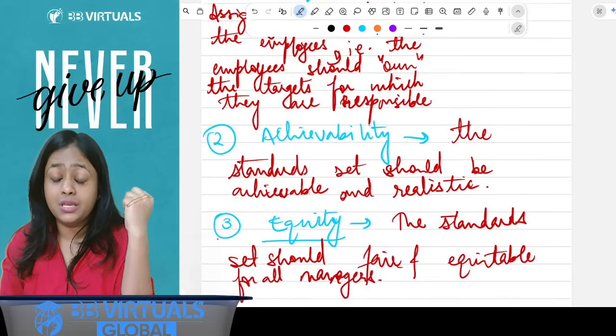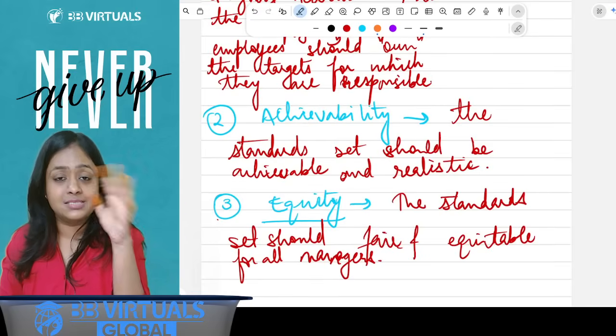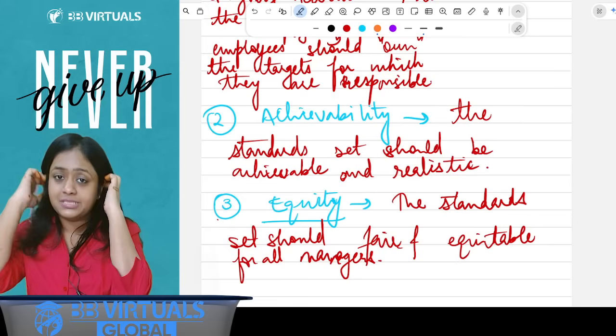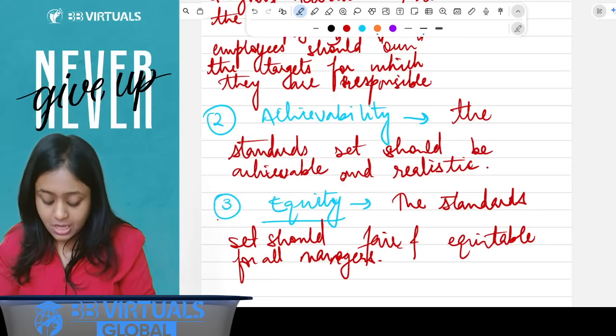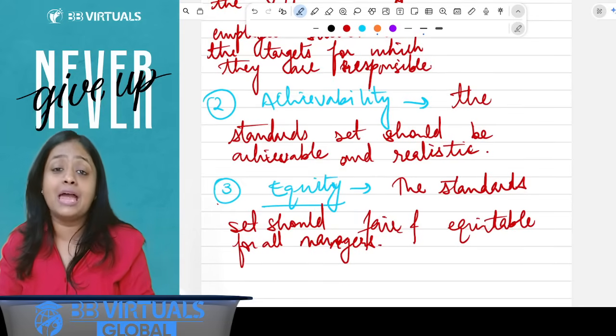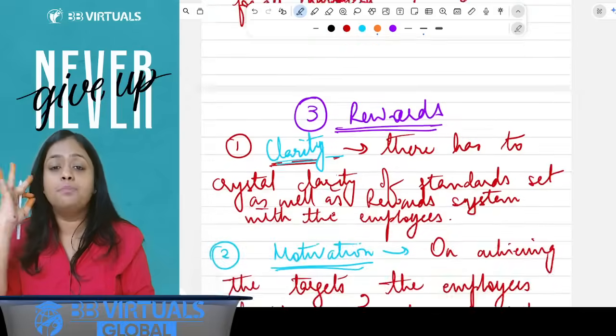Third is equity. There should be equal targets set for everybody. I mean, the criteria should be same. There should be no partiality. So the target set should be fair and equitable. The third block is rewards.